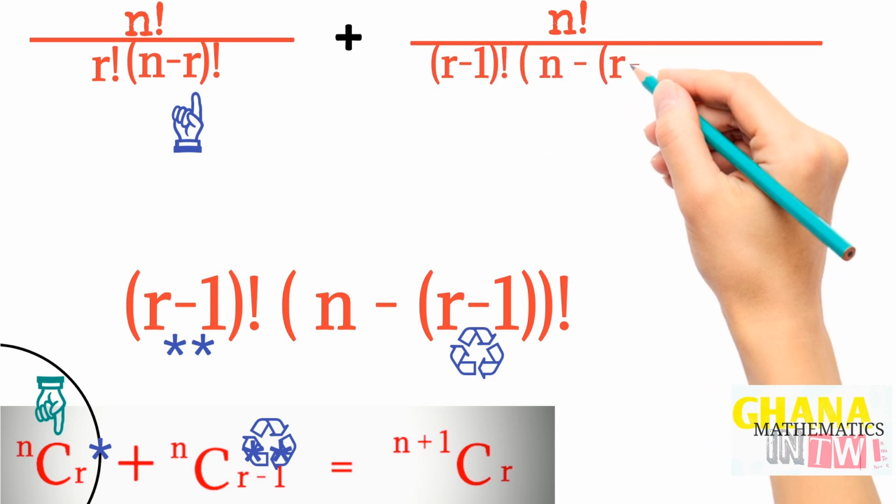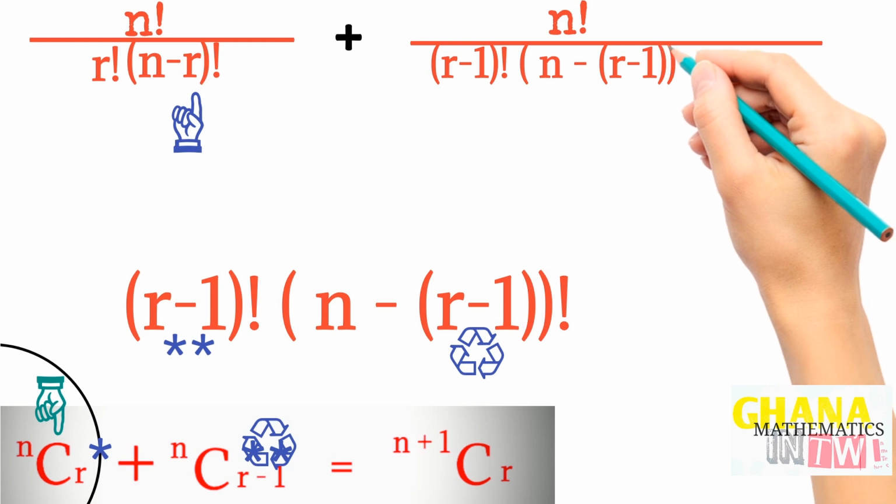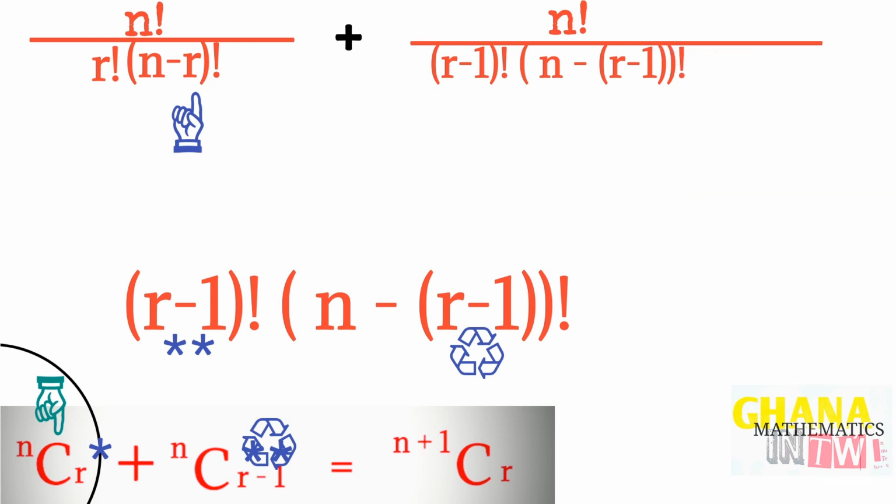And the n is constant, so the n is there on top of the c. So n minus what? N minus the whole r minus 1 factorial. And so we make combination r minus 1, making sure that instead of writing r factorial, r is represented by r minus 1.